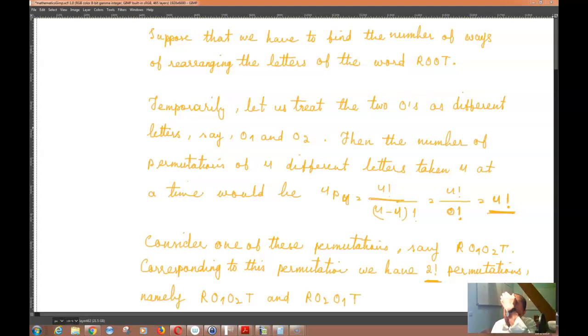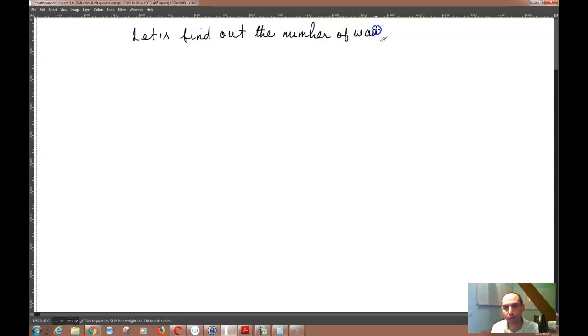So now let's do another example here, and let's find the number of ways of rearranging the letters of the word institute.